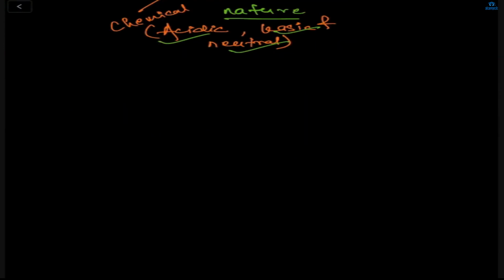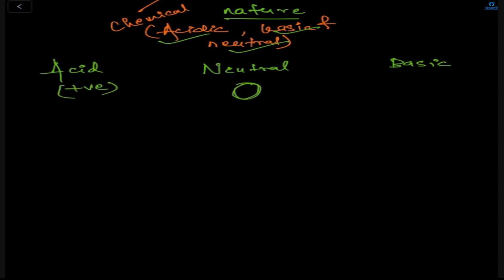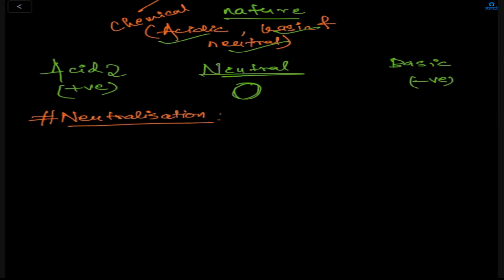Now, let's say this is my acid, here is my neutral, and this part is basic. So my neutral is always 0. My acid is on the positive side and the base on the negative side. Basic on the negative side, acid on the positive, and the neutral is always 0. Now, if anyone asks what is neutralization, what will you answer?